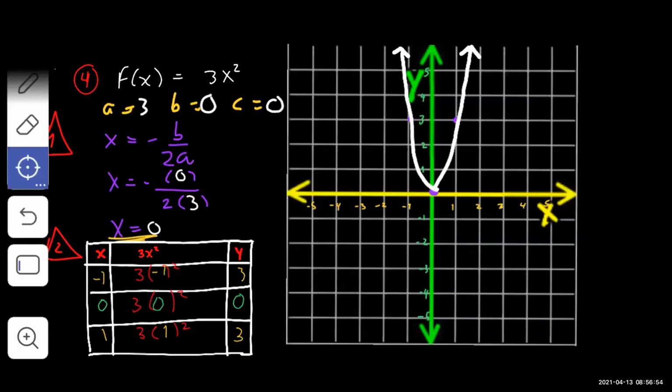Maybe this is not the best graph you have seen in all your life, but this is supposed to be smoother. This is the graph, guys. Any question?